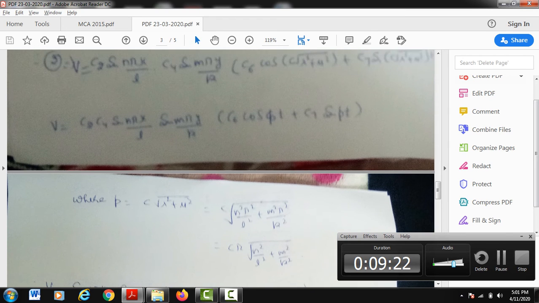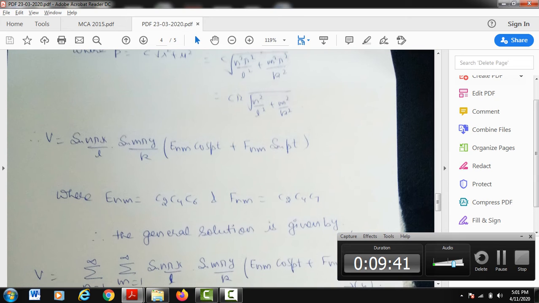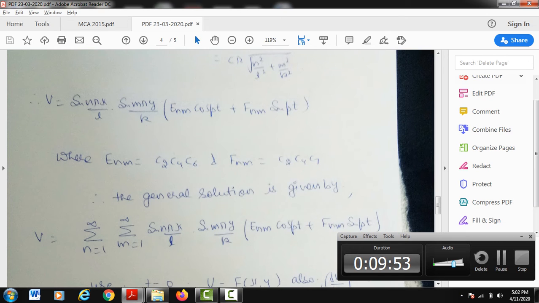So now in my next step, in this solution, this c2 c4 will be multiplied inside. That will become c2 c4 c6 cos pt, and this will become c2 c4 c7 sin pt, and they will be further replaced by some other constants. You can see what I am doing over here: v is sin n pi x over L, sin m pi y over k into e n m cos pt plus f n m sin pt. What is e n m? It is c2 c4 c6, and f n m is c2 c4 c7.